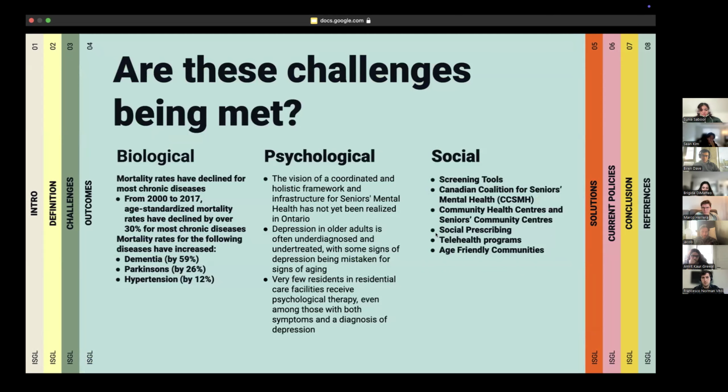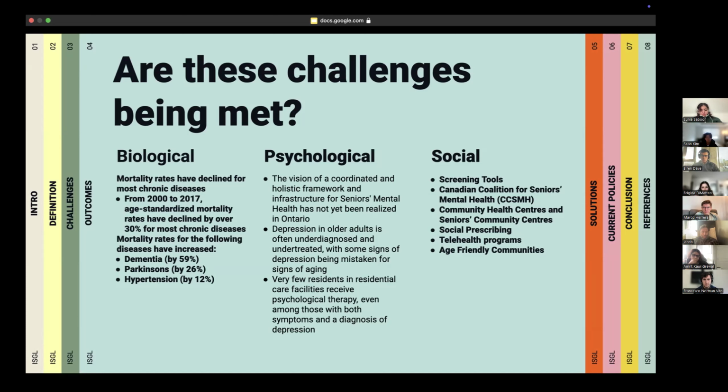So these challenges that we've mentioned on the previous slide, are they currently being met? And so when we look again at the biological, psychological, and social challenges, there have been some efforts that have been made to remedy these issues. Biologically, the mortality of these diseases in the elderly population has decreased in recent years. However, because the population is aging, more and more of these problems are being seen, such as dementia, Parkinson's, and hypertension. Psychologically, there have been efforts made at the provincial level to implement programs that address some of these psychological concerns like depression. However, there's an issue of accessibility for these programs, which prevents many seniors who need these programs and who might benefit from them from actually participating in them.